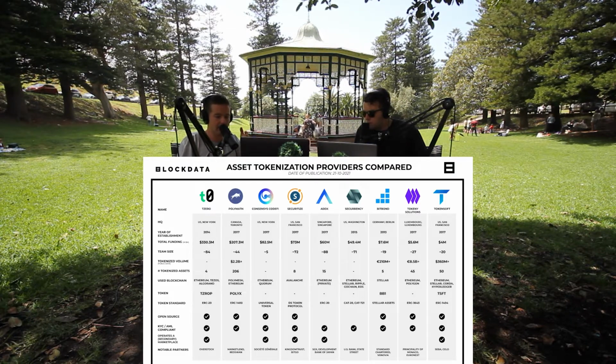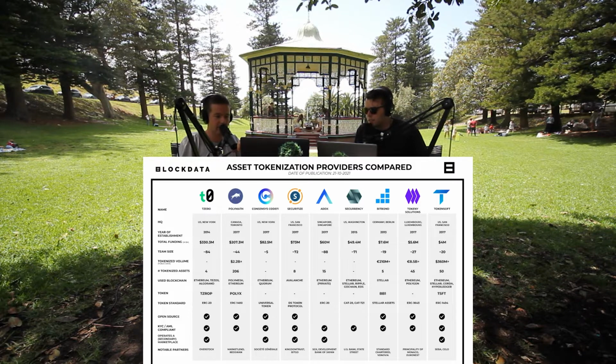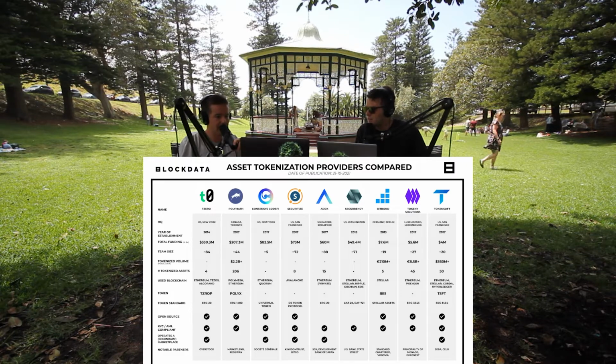Another interesting one is Bitbond. They're based in Germany, and they've got quite a high tokenized volume, but only 5 tokenized assets. Essentially they've got asset-backed securities, and that's a genuine use case for crypto, which is cool. I agree. Then it shows the blockchain that they use. Bitbond uses Stellar, which I don't know anything about.